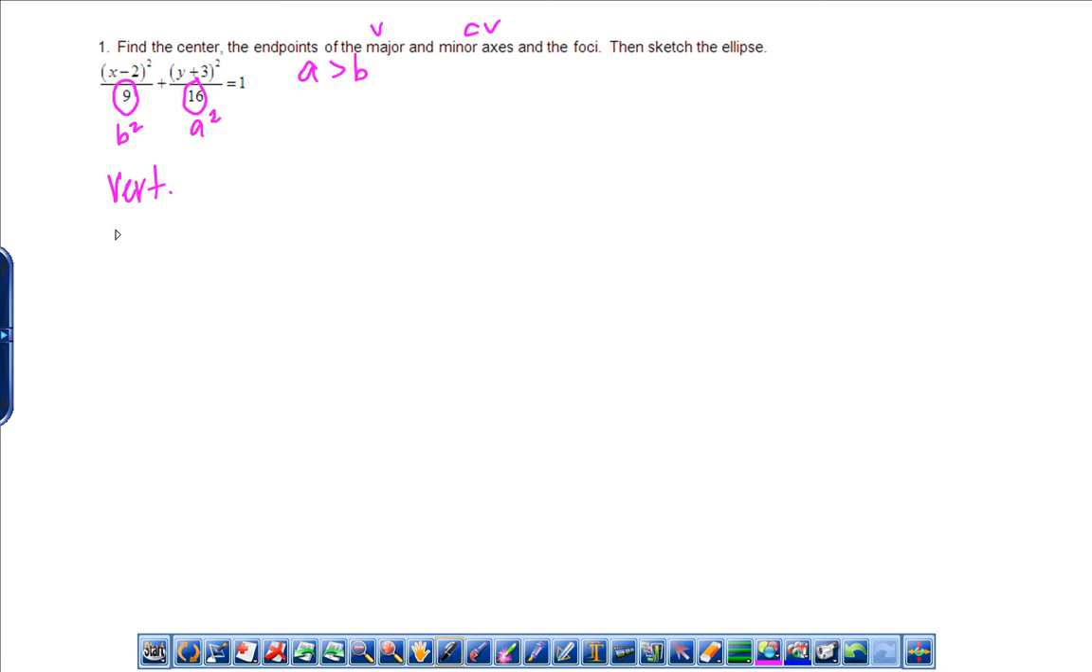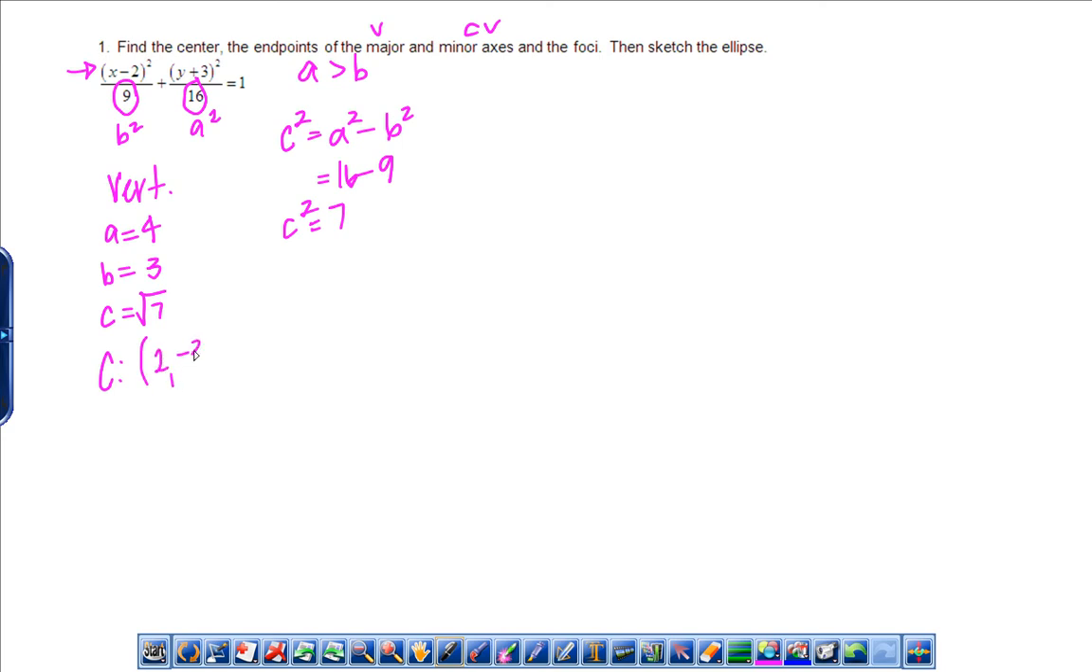And then start labeling everything. So if I know this is A squared, then A is going to be 4 and B is going to be 3. I can figure out C by using my formula. And remember, my formula was C squared equals A squared minus B squared. So that would be 16 minus 9 and so C squared is 7. So C is the square root of 7. You know your center. Remember, you can get your center by the middle there or the top. And remember, you always take the opposite. So my center is going to be (2, -3).